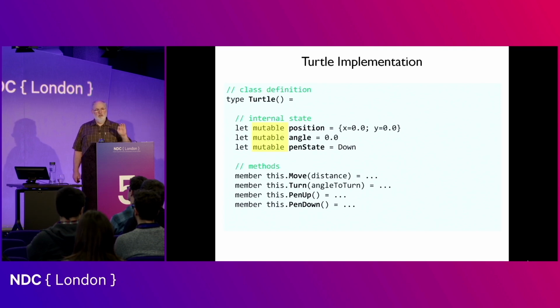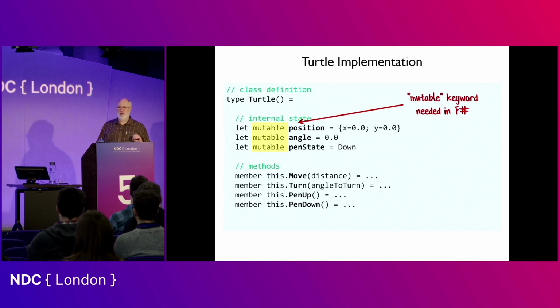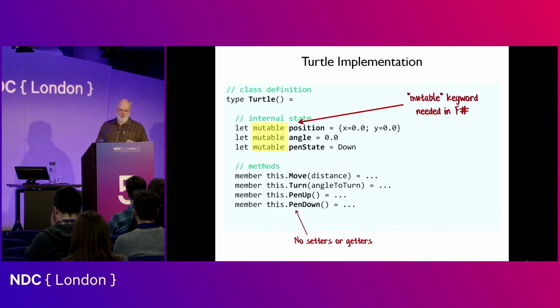Notice that I have to use the keyword mutable in F#, because F# being a functional language, things are not mutable by default. Everything is immutable by default. So if I do want mutability, I actually have to ask for it. It's a very unusual thing. It's normally a bit of a code smell if you're doing mutable data. So notice there are no setters or getters.